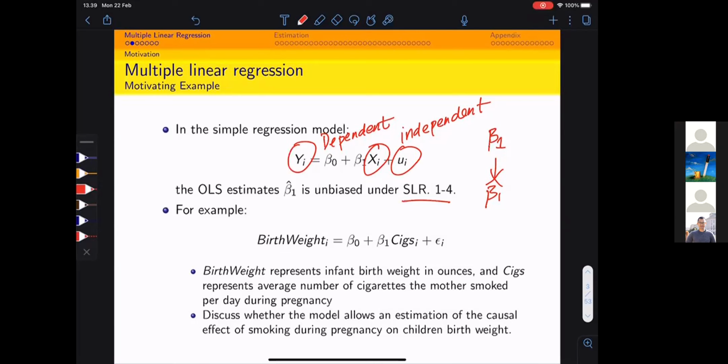Yes, sir. So what would be the assumption, or the conditions, such that we would be able to identify the effect of smoking on children's birth weight? Wait, sorry, sir, can you repeat the question? Sure. What would be the assumptions or conditions such that we will be able to estimate the causal effect of smoking on children's birth weight?